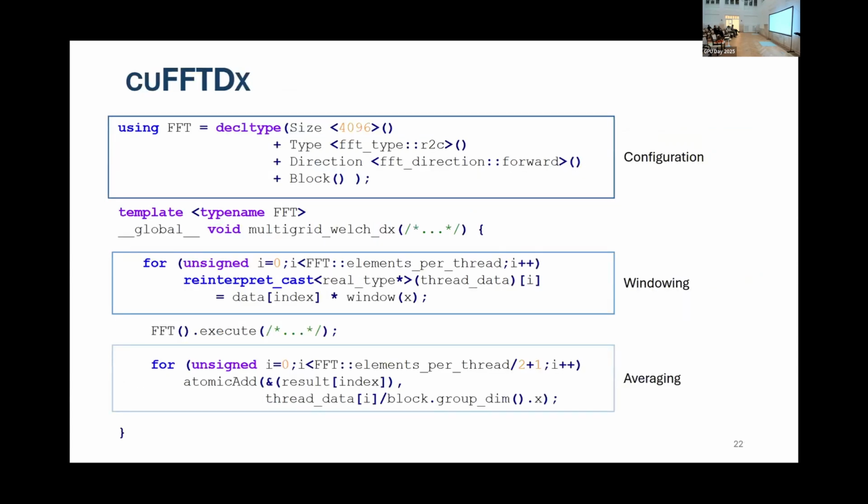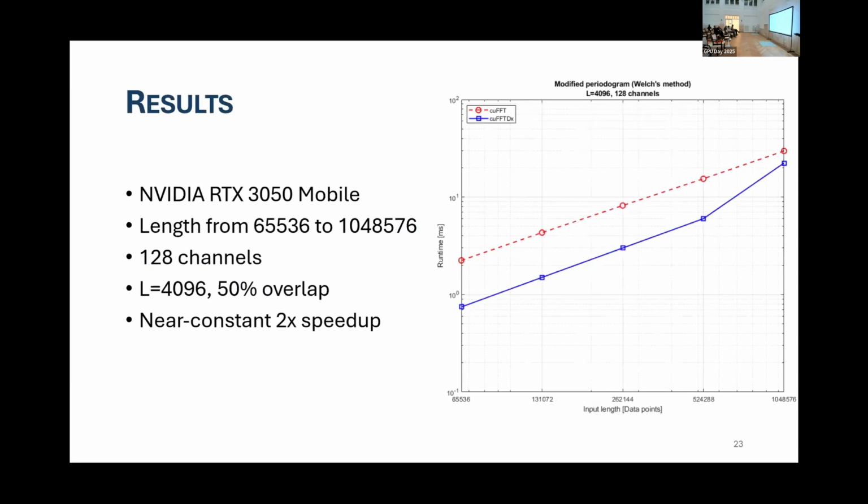Enter the scene cuFFTDx. We do a simple configuration of a type that we put into a kernel, do the loading and the windowing inside the kernel in a stride loop, do the execution, and then for this example, I left in the atomic add and the averaging like this, because the other one wouldn't fit on the slide. But basically, very similar, the same steps. The only difference is that it's actually in the kernel. We don't need any host side logic for this. And well, why would we do this?